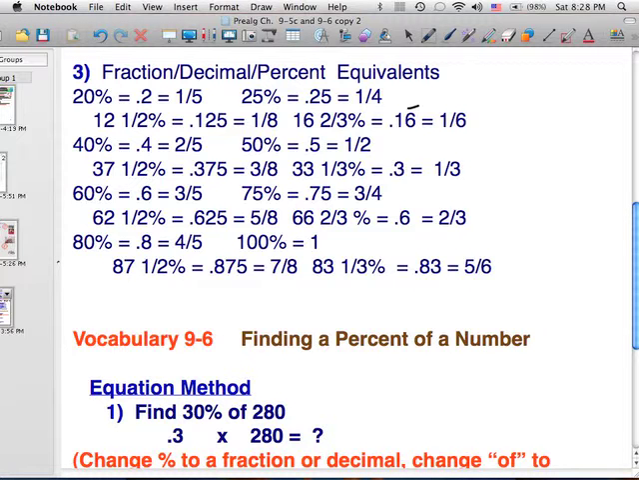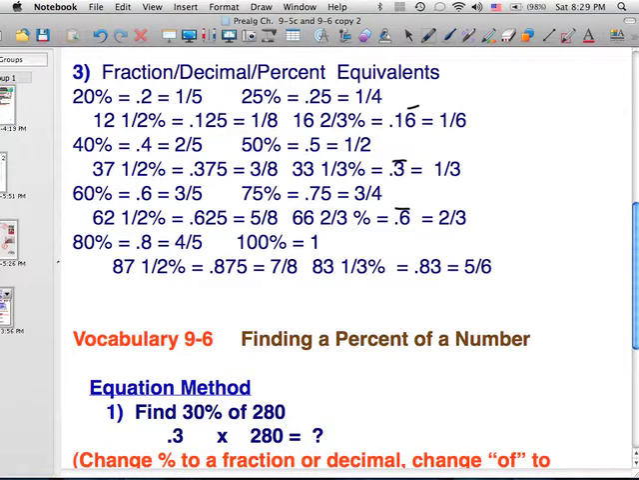50% is 0.5, 1/2. 37.5% is 0.375, which is 3/8. 33 1/3% is 0.3 repeating, which is 1/3. 60% is 0.6, which is 3/5. 75% is 0.75, 3/4. 62.5% is 0.625, or 5/8. 66 2/3% is 0.6 repeating, or 2/3. 80% is 0.8, which is 4/5. 100% is 1.